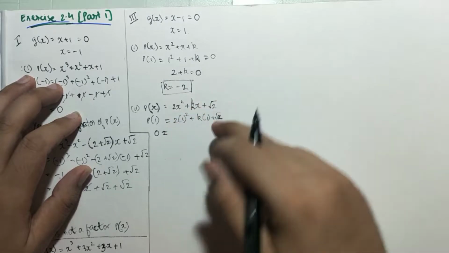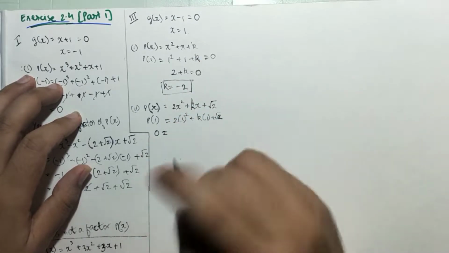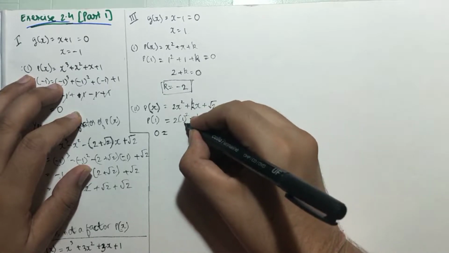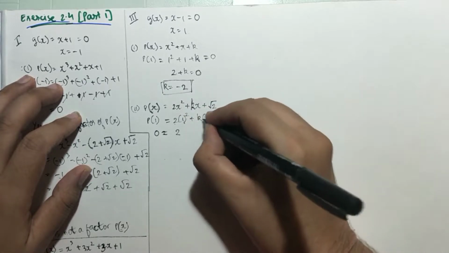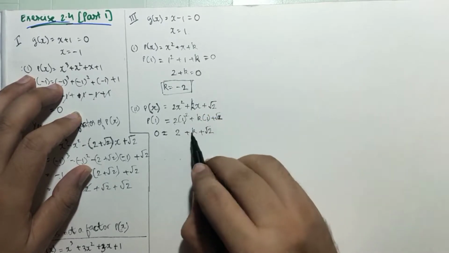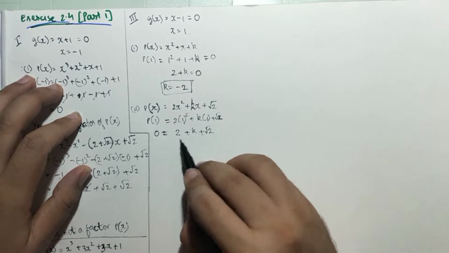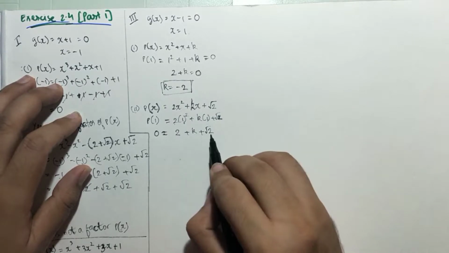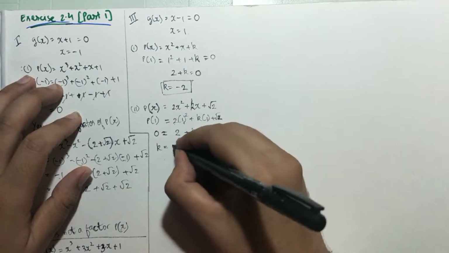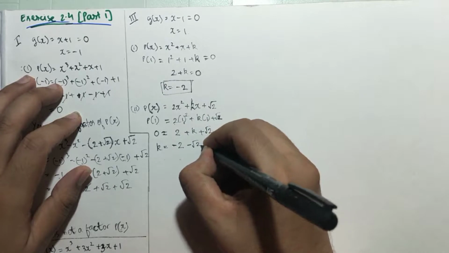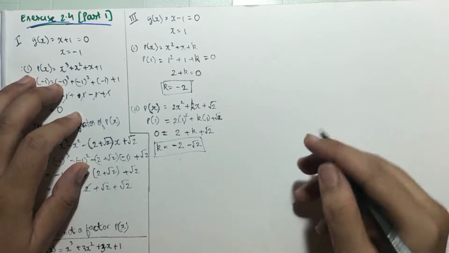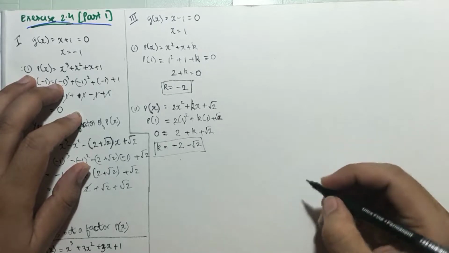Why will this be equal to 0? Because it's a factor. The remainder will be 0. If I substitute, the remainder should come 0. 1 square, that is 1. 2 into 1 will remain 2. k into 1 will remain k. And this is plus root 2. To find k, this 2 and root 2 are not like terms, so they will not get added. They will simply go on the left hand side. So k will be equal to minus 2 minus root 2. This is the value of k.